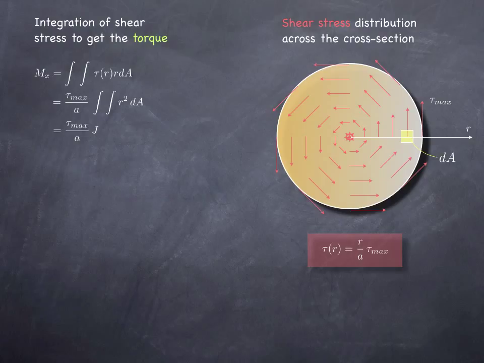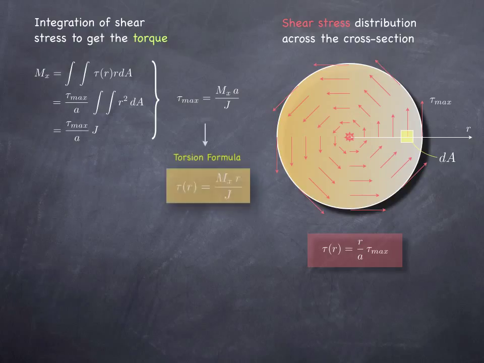It's a second moment of area, but it's a polar one that is being, in this particular case, carried out across the x-axis, and is simply denoted as J. And so this will be our torsion formula: tau max is equal to Mx a over J. The more general version of the torsion formula is simply tau of r is equal to Mx r over J.